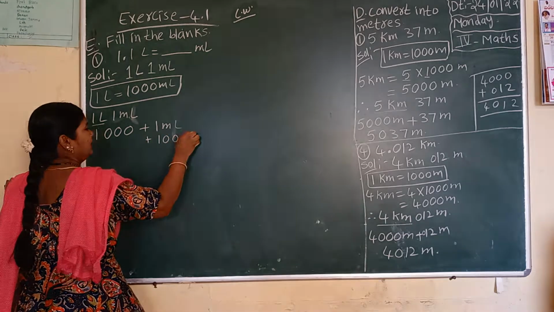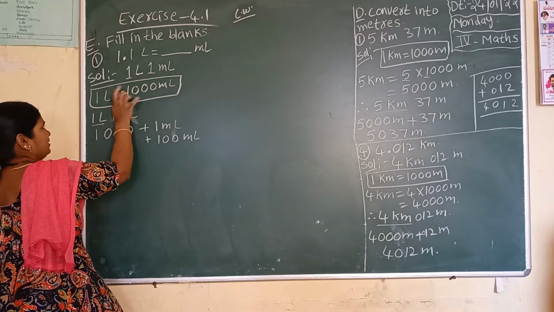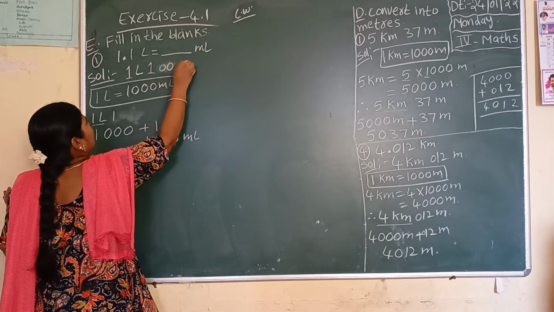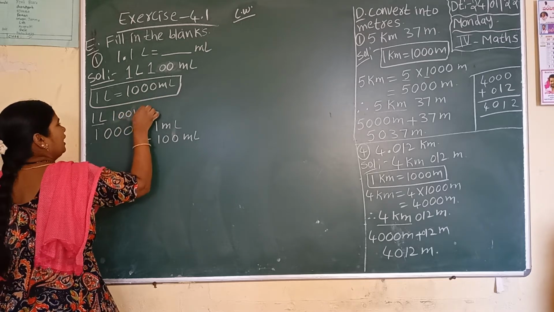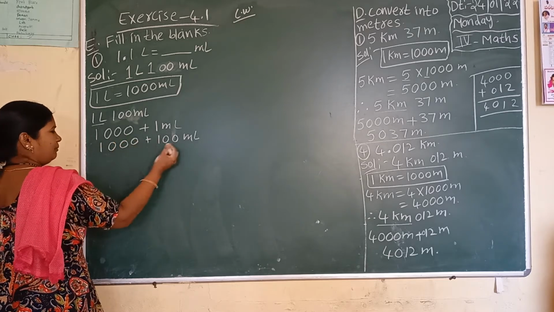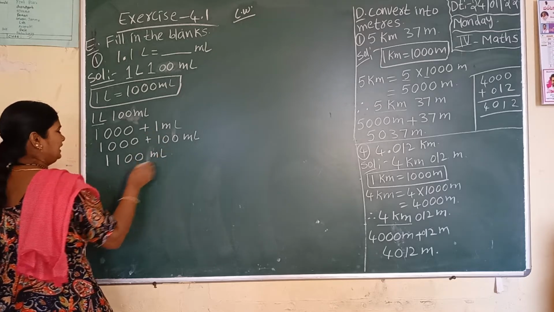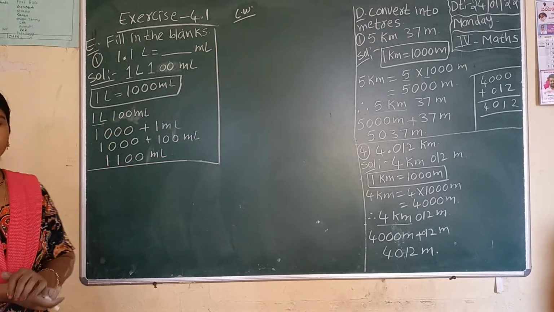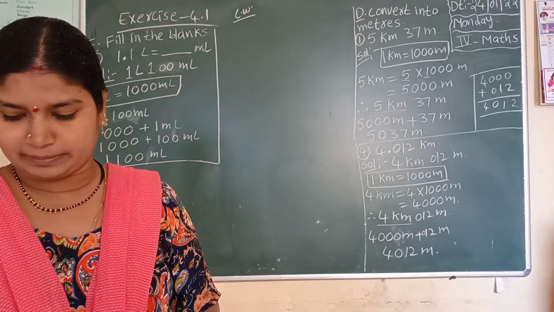Point 1 is there means it is 100 milliliters. 1 liter and 100 milliliters. In the 1 liter place I am writing this one, and in the 100 milliliters place you have to write down 100. Add these two numbers: 1000 plus 100 will come as 1100 milliliters. Okay. Like this you have to convert the given question into your convenient way. Then you have to write the answer.